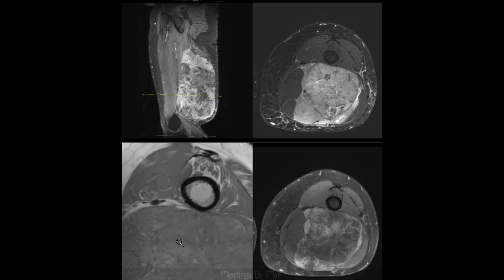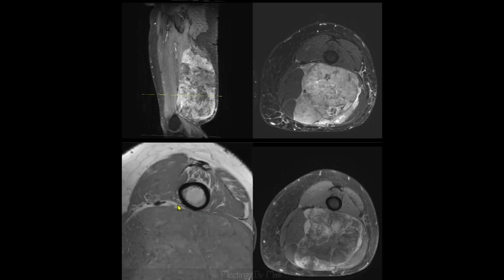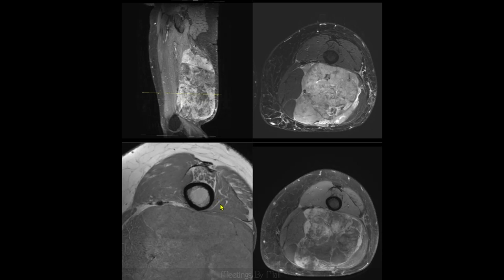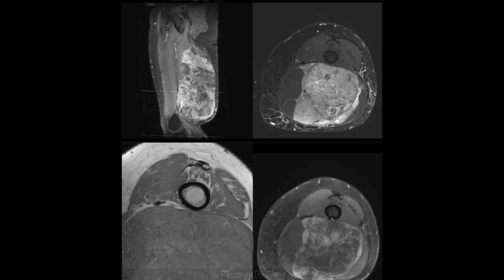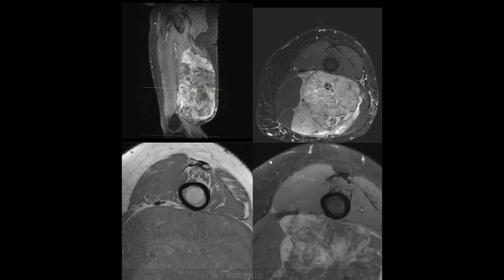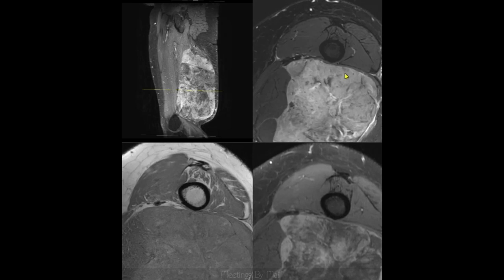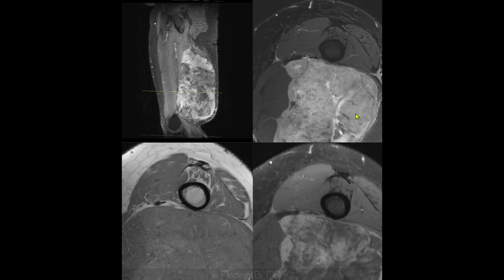And so, for example, here is the bone. And bones, by the way, have their own compartment, as do neurovascular bundles. And so this touches the bone, it looks like. So I'm going to go over to my T2, and I see that it touches the bone, and I don't see a fat plane. So I will describe that.